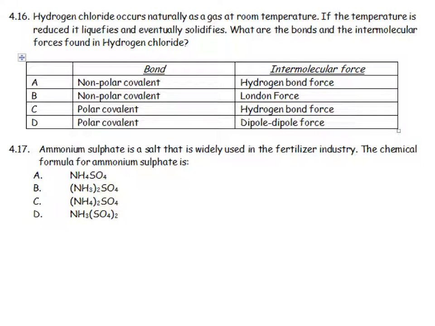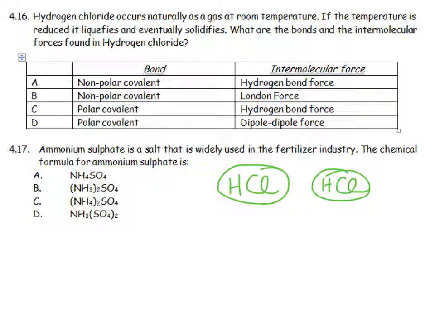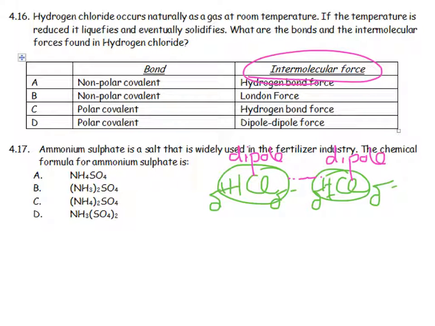Then what holds one HCl onto the next HCl? Well, what you've created is a dipole with a slightly positive and a slightly negative side. Those are held together by an intermolecular force, and that intermolecular force is called a dipole holding on to another dipole. It's a type of van der Waals force, but more specifically, it is a dipole-dipole. So D is going to be your correct answer.